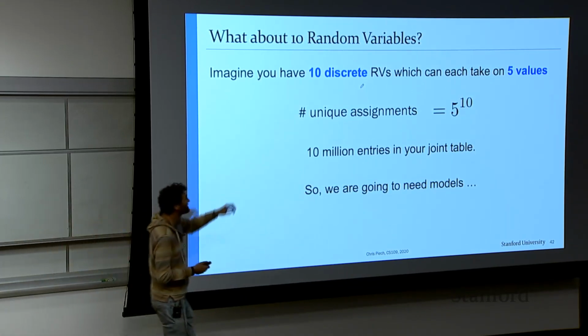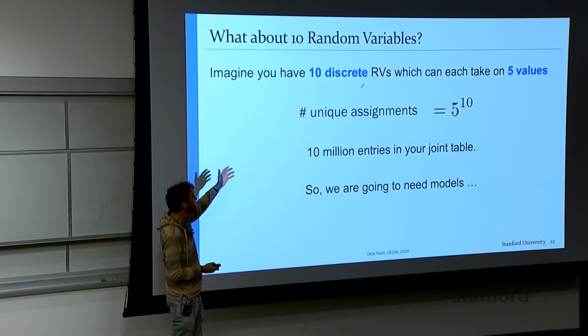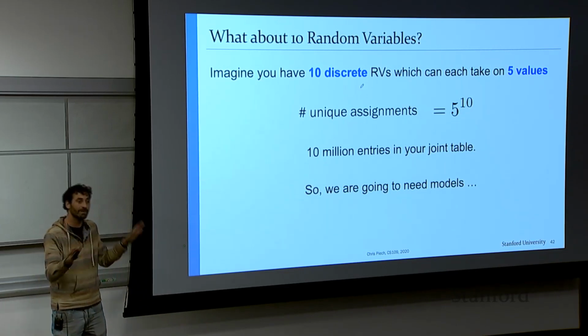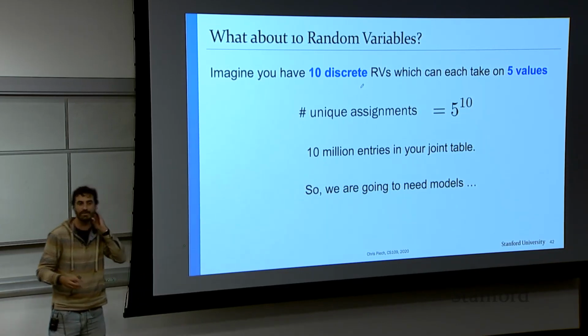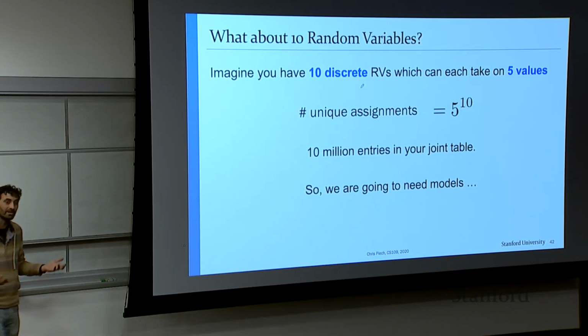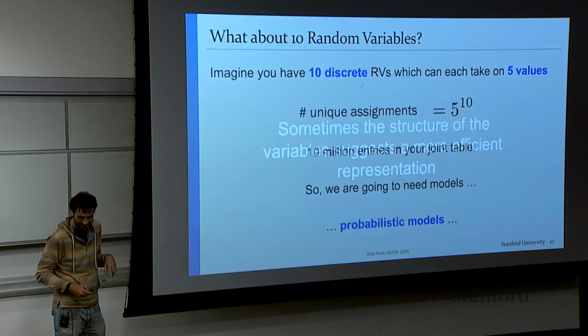Because even though 5 to the 10th could go into computers, what if you had 100 random variables? That's pretty reasonable, and 5 to the 100 becomes a real problem. So joint tables, they're your be-all, end-all. They tell you everything you need to know, but they have this numerical issue in that if you have lots of random variables, they're exponentially large. Okay, welcome to the world of probabilistic models.